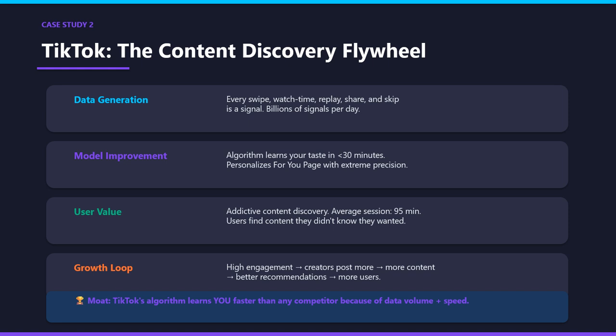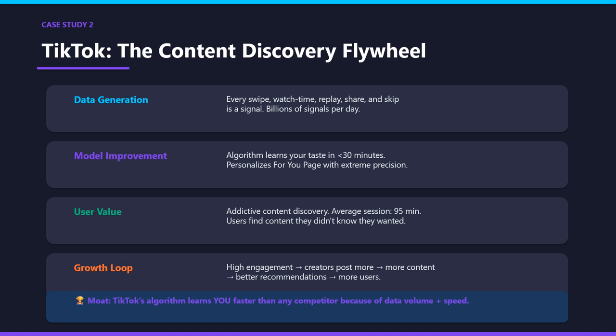TikTok tracks watch time to the millisecond. Did you watch 3 seconds and swipe? That's a negative signal. Did you watch it twice? Strong positive. Did you share it? Even stronger positive, right? And billions of these micro signals every single day.